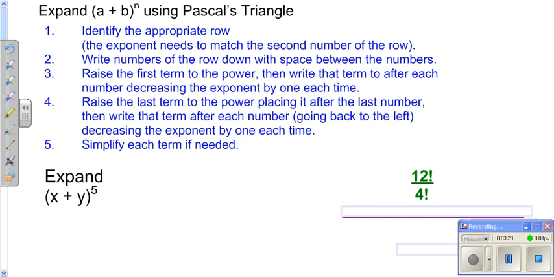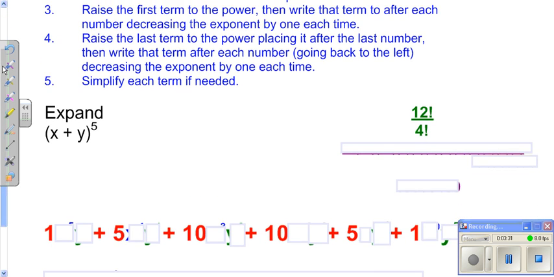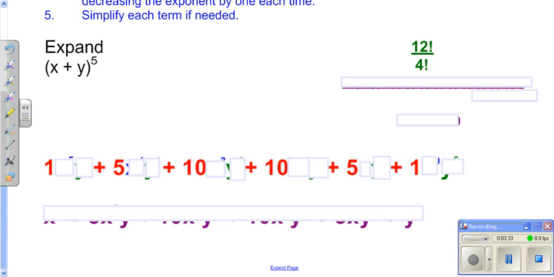So let's go ahead and write down that fifth row. We have the 1, and then we'll leave some space and go plus 5, and then space plus 10, space plus 10. So the red numbers here are all the fifth row of Pascal's triangle. Now, you have an x in the beginning, so you're going to put an x here in the beginning. It's a fifth power, so you're going to put the fifth power. Now you want to decrease your exponent by 1 each time.